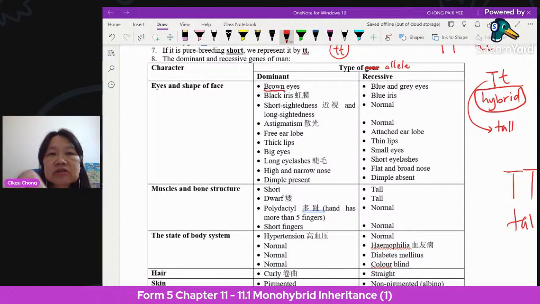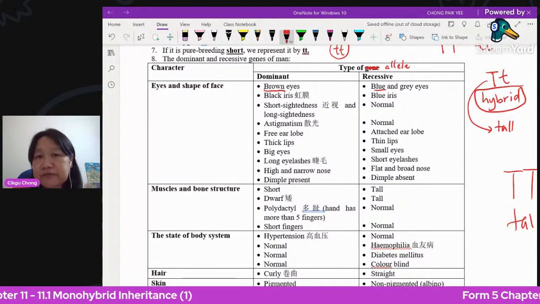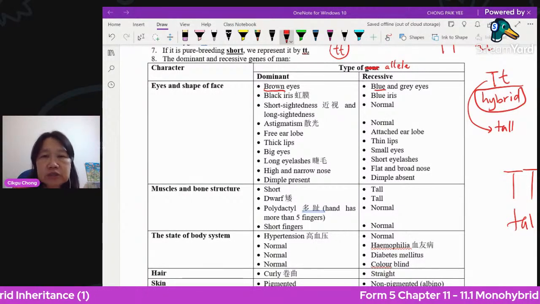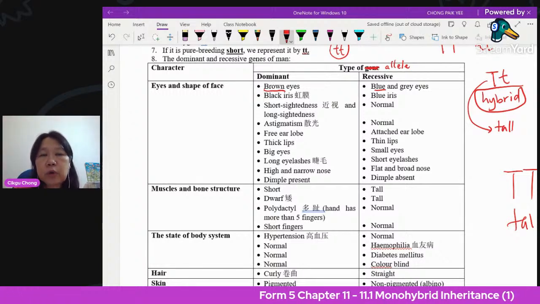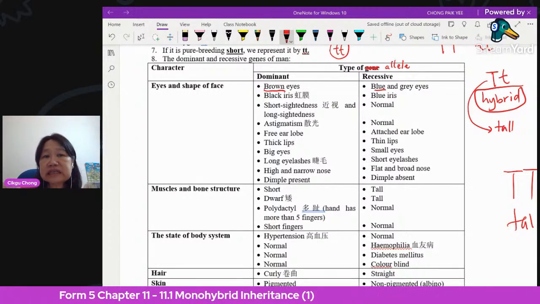Brown eyes is considered dominant. Blue or gray eyes is recessive. You don't have to memorize this. If they want you to do any question, they will give you which is dominant, which is recessive. Okay, you can just go through the list on your own.